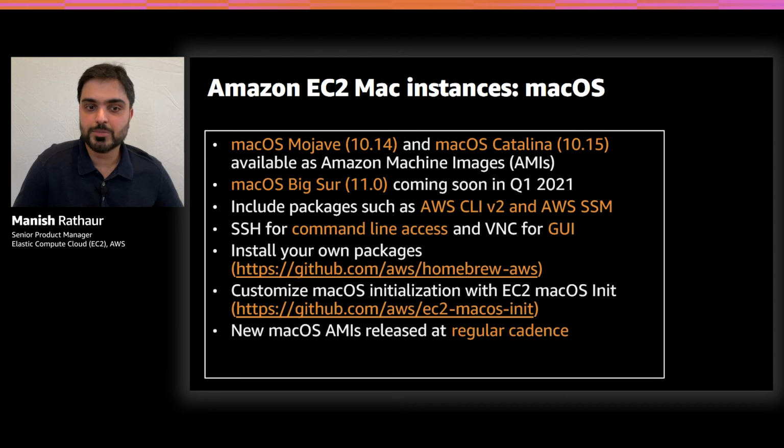macOS AMIs come with standard packages just like other Linux AMIs, such as AWS CLI v2 and AWS Systems Manager Agent to configure, manage, and patch your macOS environments. EC2 macOS AMIs also come pre-installed with Homebrew to update the included packages and EC2 macOS init to customize initialization during macOS boot. These utilities and their documentation are open source and are available on GitHub. Finally, we plan to release new macOS AMIs at a regular cadence to align with minor and major macOS releases from Apple.